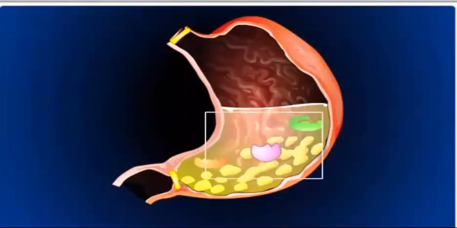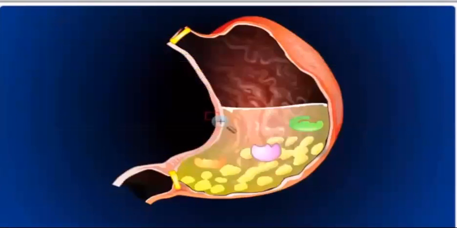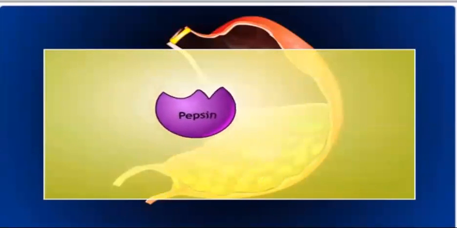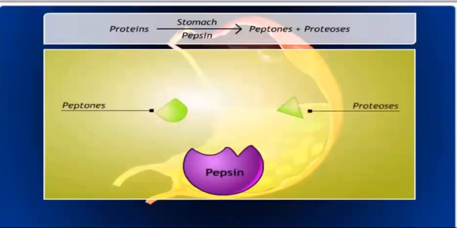Hydrochloric acid kills any germs that may have entered along with the food. It also creates an acidic medium which activates the enzyme pepsin. Pepsin breaks down proteins into peptones and proteoses.